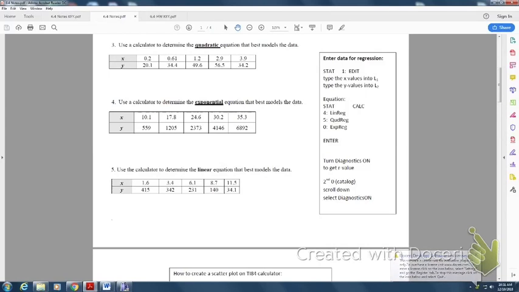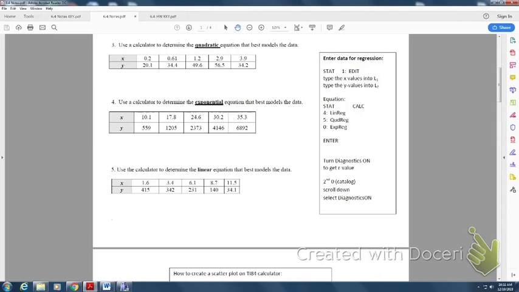You're going to hit second 0. That takes you to the catalog. This is every operation that this calculator can do alphabetically. But instead of sitting there and scrolling down all the way, if you find the button that has x to the power of -1, it should have a D above it. It's right there on the far left column. If you hit that button, it'll jump down to the D's, and you can get to diagnostic on, and then you'll hit enter, enter.